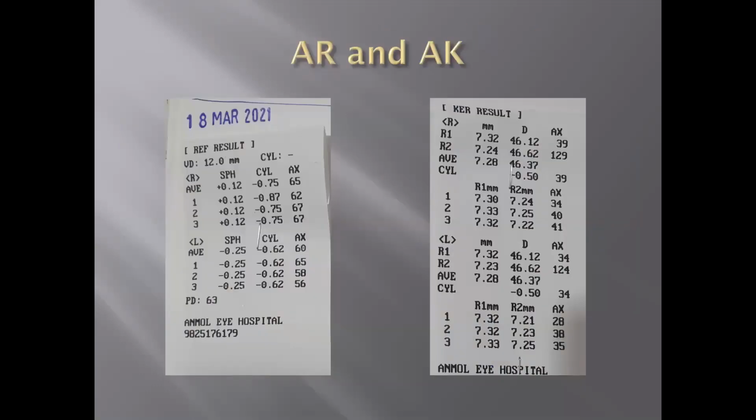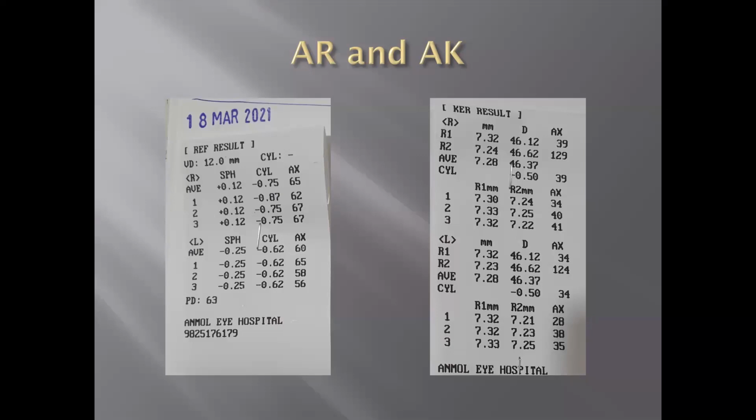This is the AR and the AK reading. You can see both eyes have a minor cylinder. On keratometry, it is 0.5 diopter cylinder at some odd axis of 39 and 34. While in refraction, it is almost similar, 0.75, and the axis is not matching with the keratometry. It is 65 and 60, while on the other side it is 39 and 34. So the axes of these two are not matching, so it will not give you a clear-cut idea.